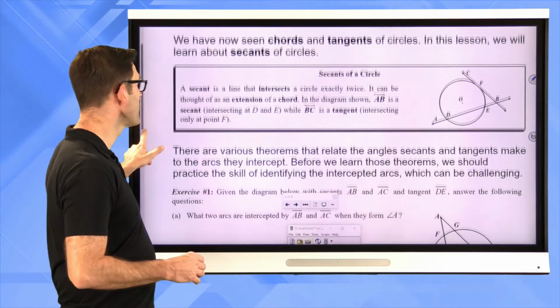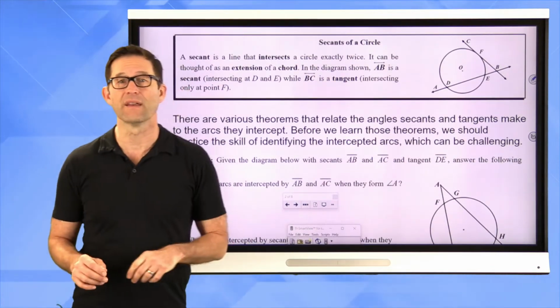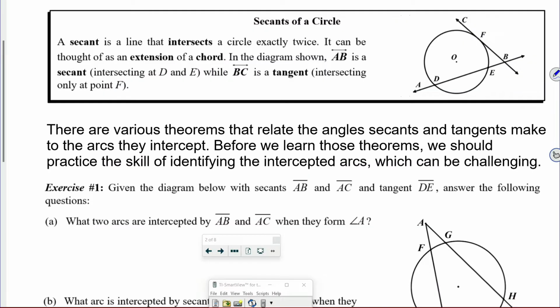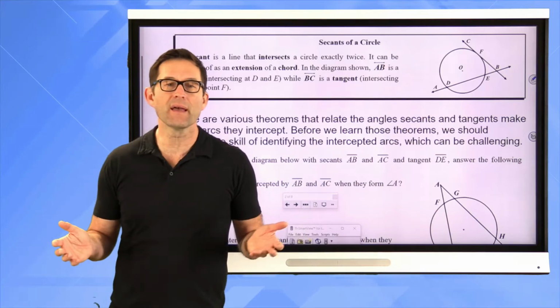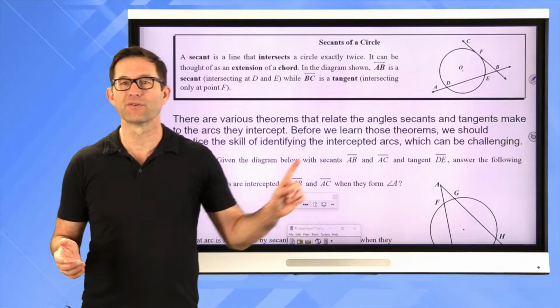Let me bring that right up to the top so that we can talk about what a secant is. Here we go. A secant is a line that intersects a circle exactly twice. It can be thought of as an extension of a chord. In the diagram shown, AB is a secant intersecting at D and E, while BC is a tangent intersecting only at point F.